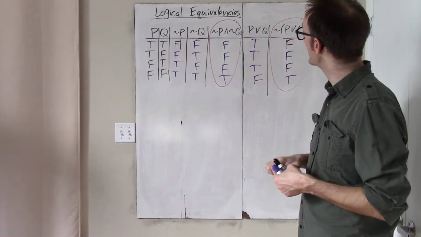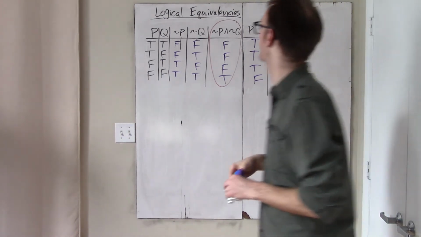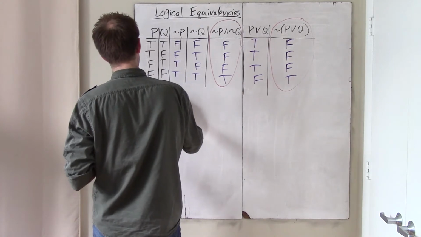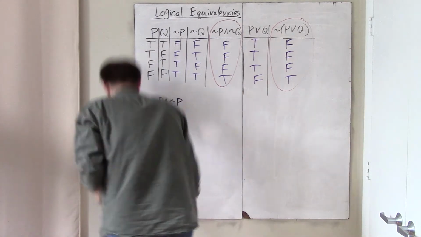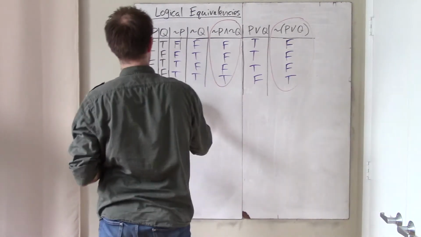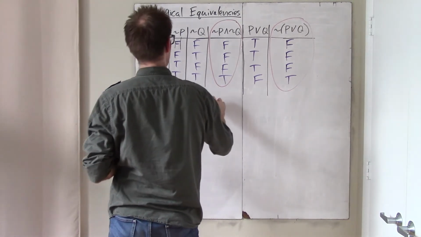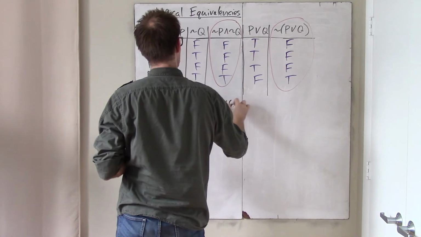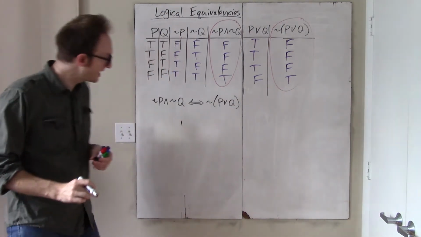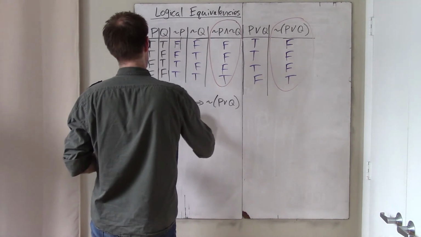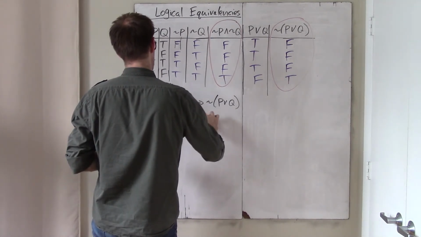Okay, if these are logically equivalent, we have a symbol for this. We say that not P and not Q is logically equivalent to not (P or Q). Okay. And this one is famous. This is one of the De Morgan laws.